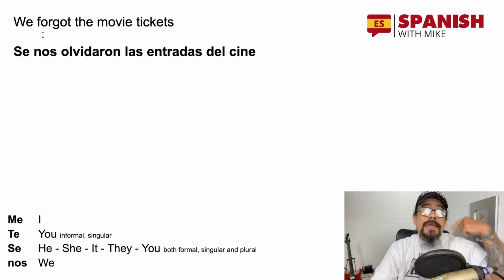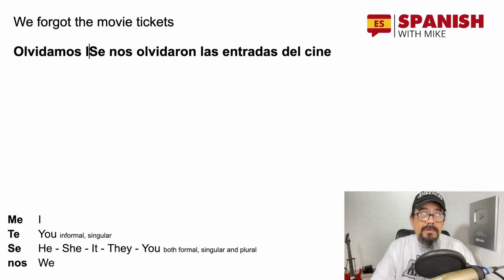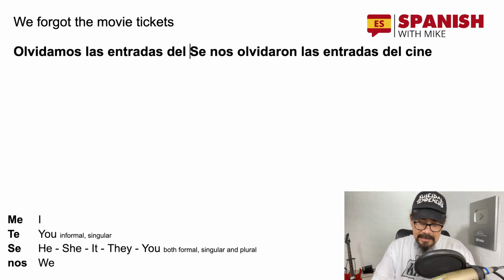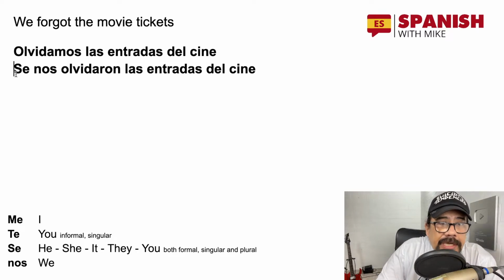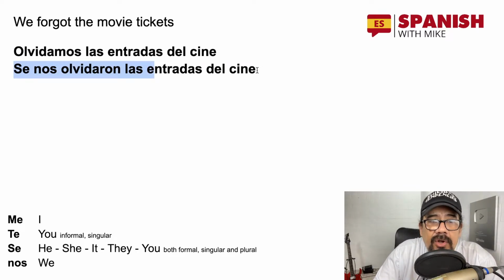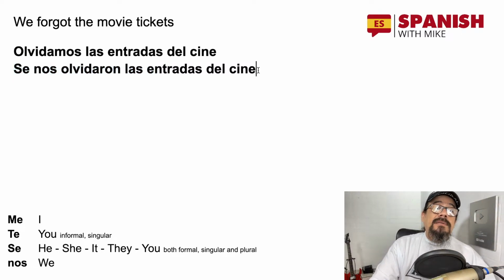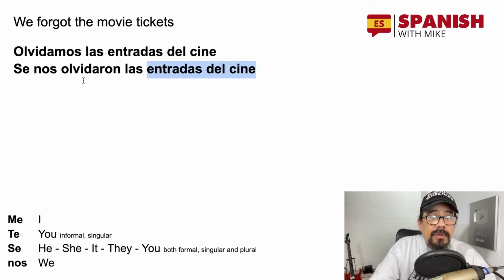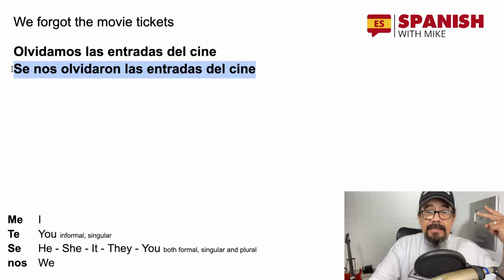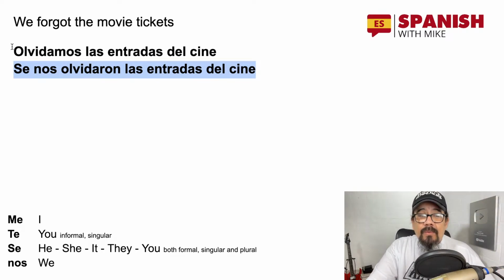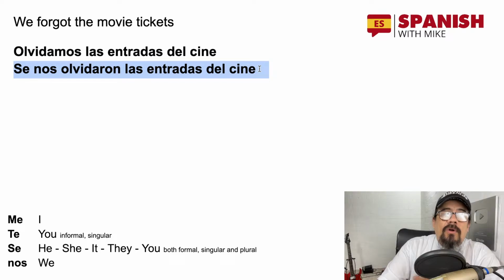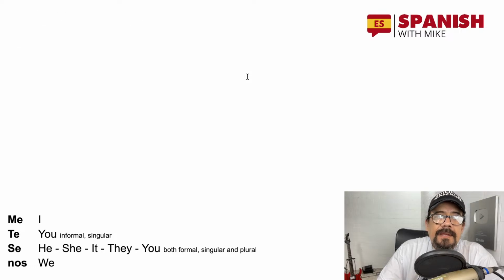You see? And we move from olvidamos las entradas del cine, we move from here to here. Both are perfectly correct, understandable, and natural. But one, if we want to convey the idea that it was not our fault, we better go, in Spanish, with the accidental construction. And second, most likely we're going to say this because we don't want to be held responsible or accountable for the fact that we just forgot the movie tickets. Okay? Let's move to another one.